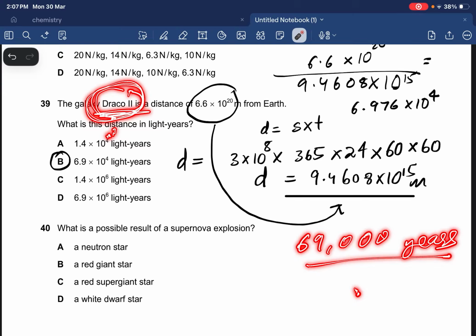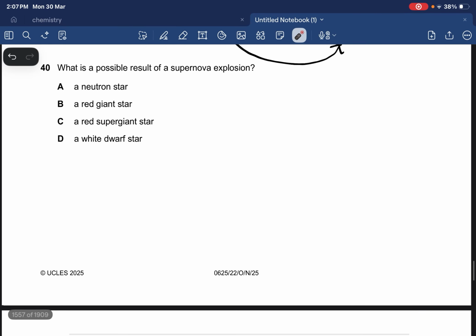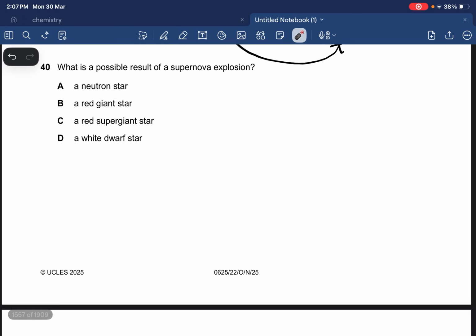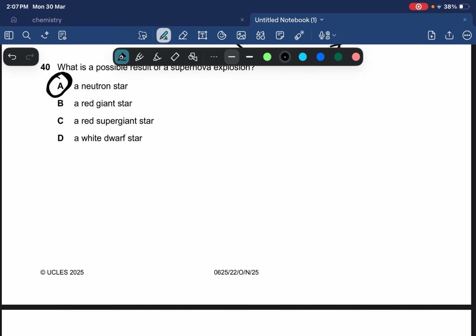Why? Because when you see stars, you are seeing 69,000 years in the past, because the light that left the star took 69,000 years to reach you. So when you look there, you're looking back in time. Got it? What is the possible result of a supernova explosion? It results in a neutron star that is extremely dense. It's so dense that a spoon of a neutron star is going to be heavier than your entire solar system. It's that dense. A red giant star, a red supergiant star, a white dwarf star. No, it's a neutron star. Got it?